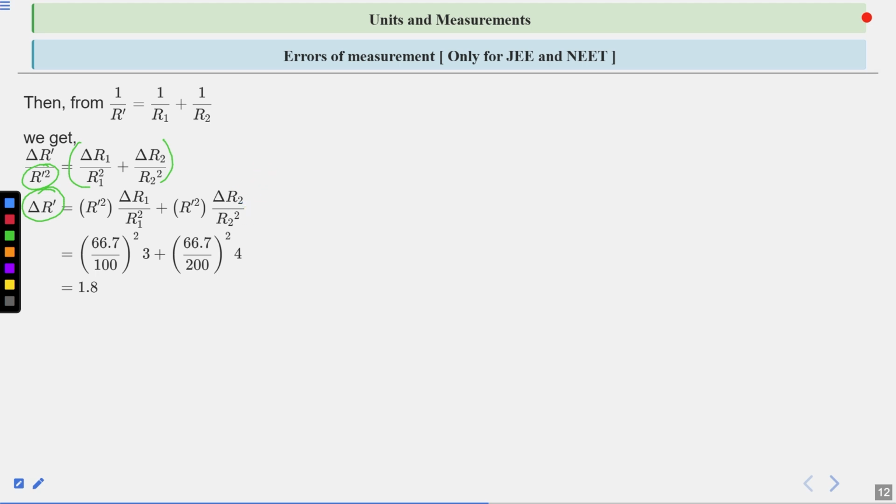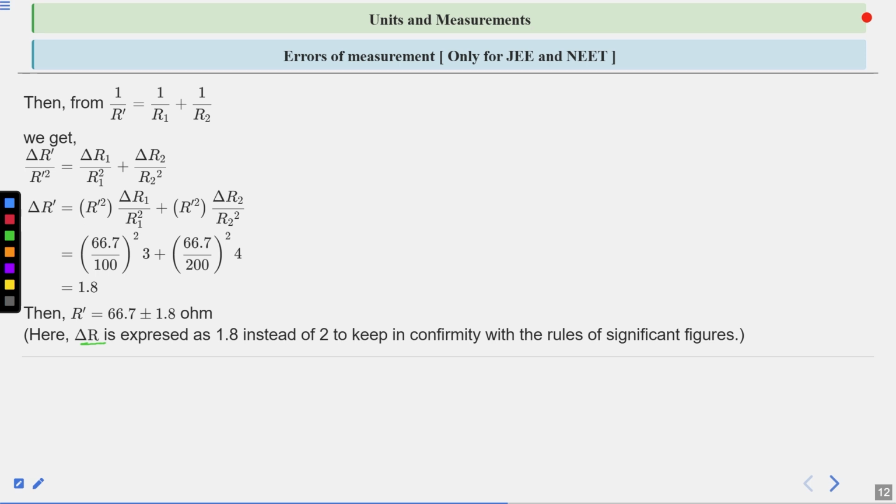So we know the values of all given terms: R prime, delta R1, R1. Just substitute the values. After substituting, you will get 66.7 divided by 100 whole square into 3 plus 66.7 divided by 200 whole square into 4. So you will get 1.8. So delta R prime is equal to 1.8. So R prime is equal to 66.7 plus minus 1.8 ohm.